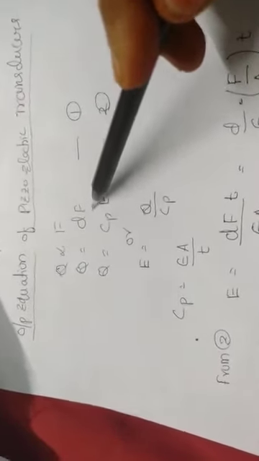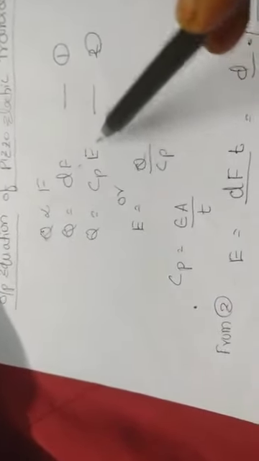Now let's see the general equation of the piezoelectric transducer, the output equation. Q is directly proportional to F. Q is equal to D into F, where D is the charge sensitivity. Also Q is equal to Cp into E, where Cp is the capacitance of the crystal and E is the electric potential. So you can write E is equal to Q by Cp. What is Cp? The formula is epsilon A by T. So from this equation, E is equal to Q by Cp.